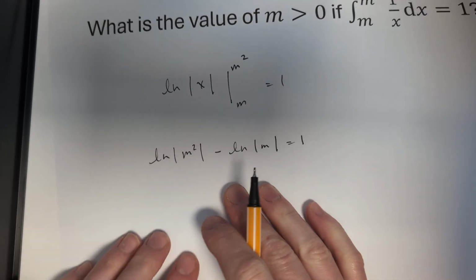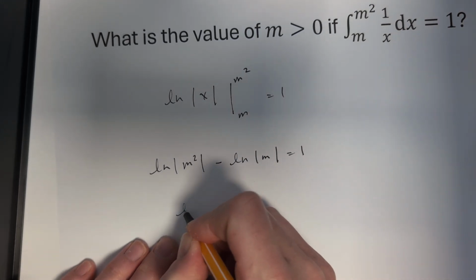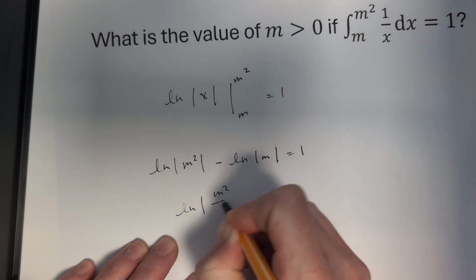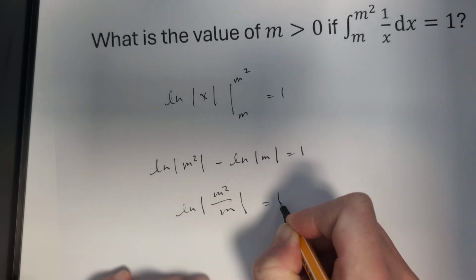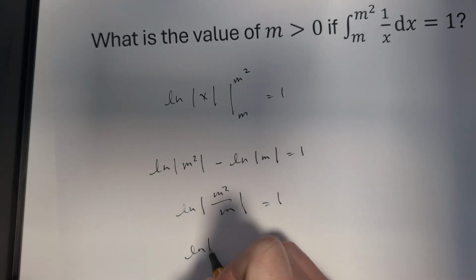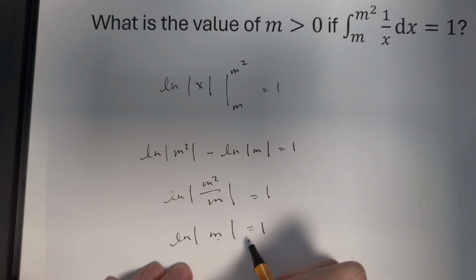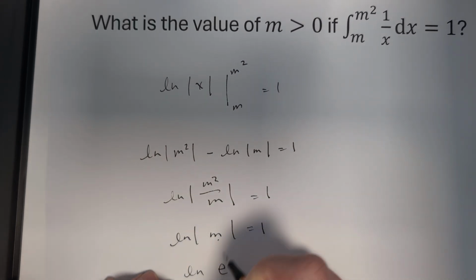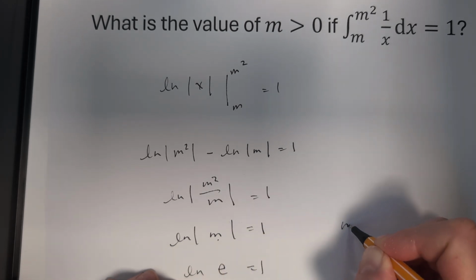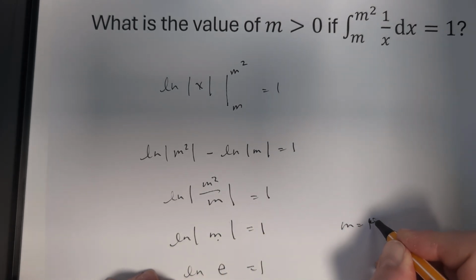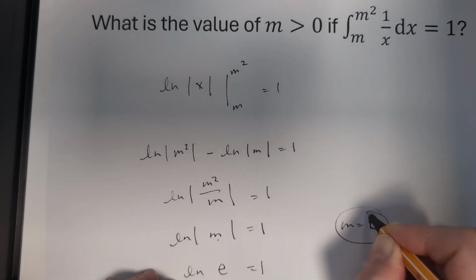We're going to need some log laws to make this make sense. Remember that these will come together as division. ln of m. So this would have to be e. It says it's greater than 0, of course, we could have had a negative here, but it does say. So m equals e.